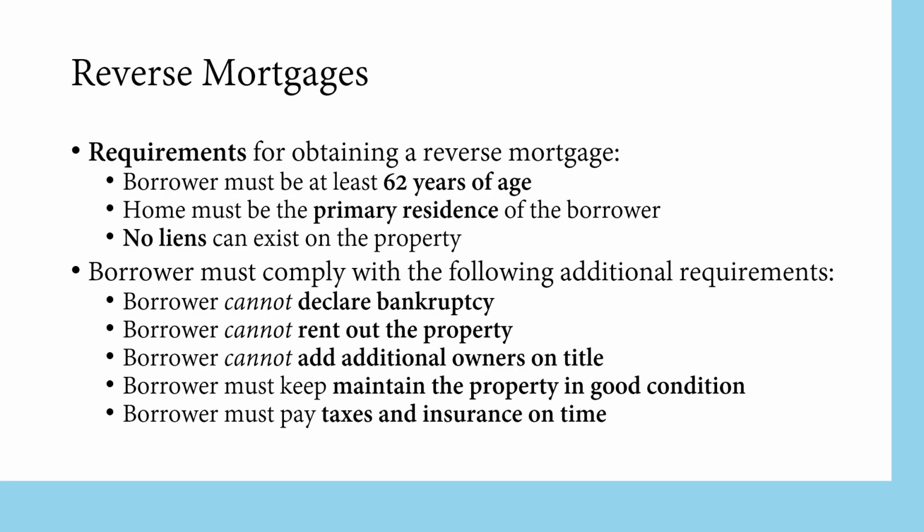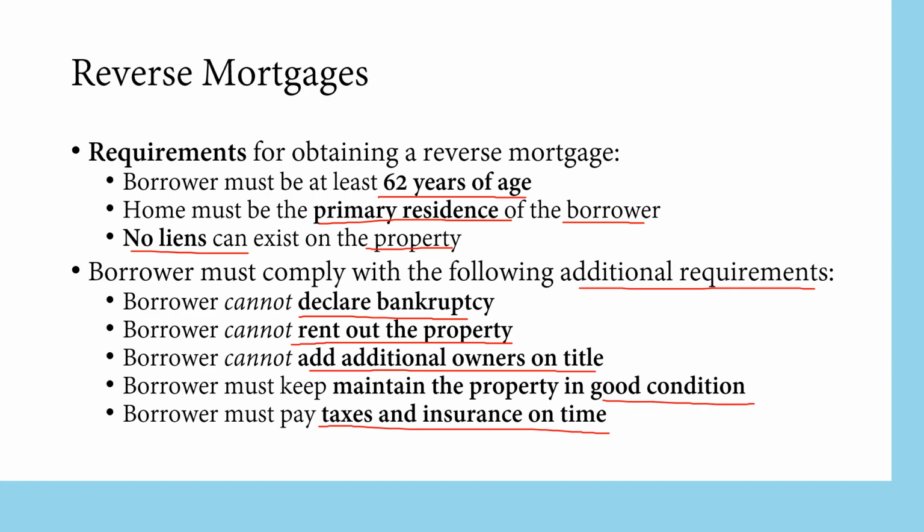There are requirements for reverse mortgages. The borrower must be at least 62 years of age, the home must be the primary residence of the borrower, and there must be no liens on the property in which the reverse mortgage is placed. The borrower must also comply with the following additional requirements. The borrower cannot declare bankruptcy, cannot rent out the property, and cannot add additional owners to the title, and the borrower must keep and maintain the property in good condition. The borrower must also pay taxes and insurance on time.